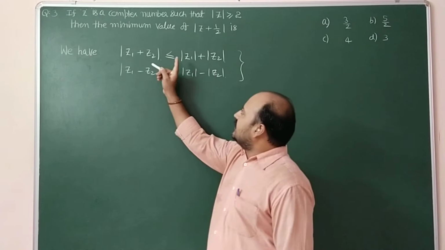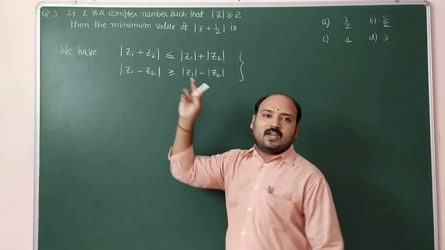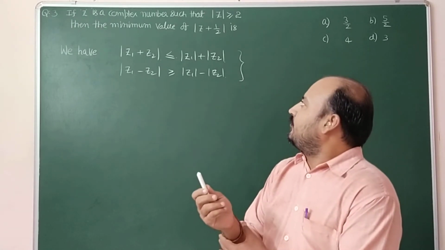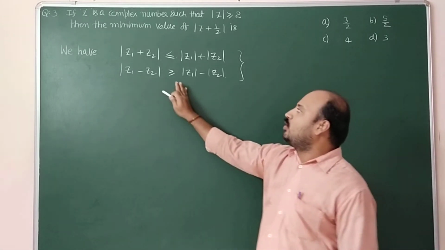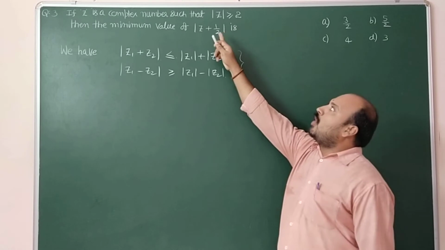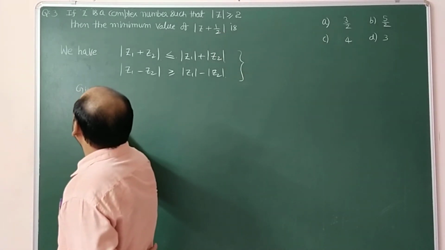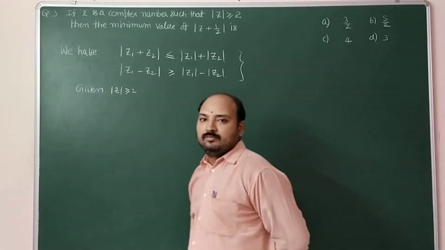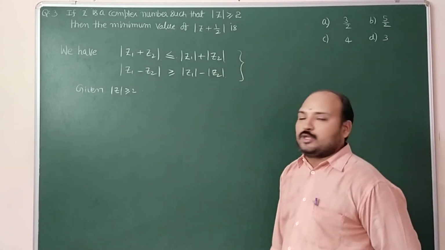See here, less than or equal to means to get the maximum value, it will be reversed. To get the minimum value, we can take greater than or equal to. So now come to mod z greater than or equal to 2. Given mod z is greater than or equal to 2, the question is the minimum value of mod z plus 1 by 2.